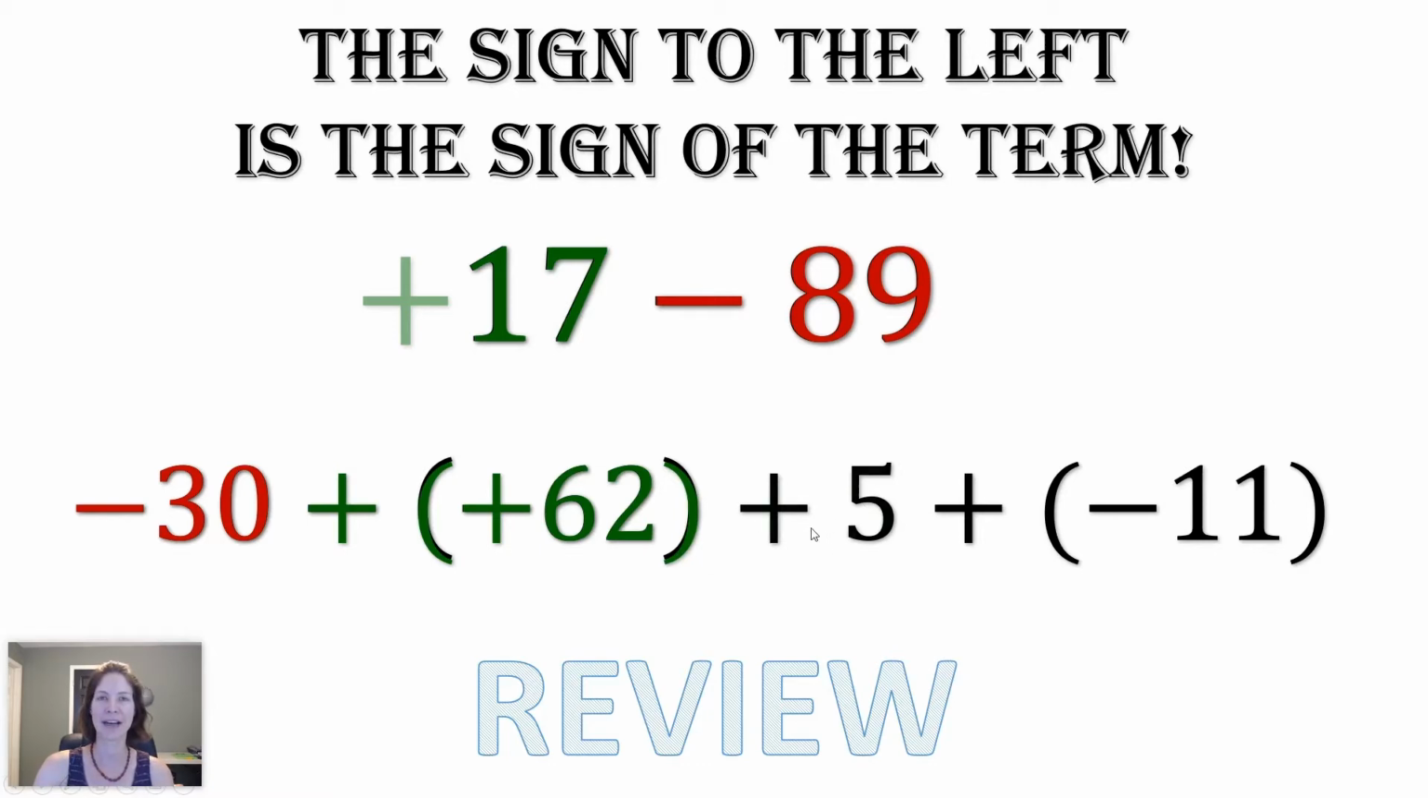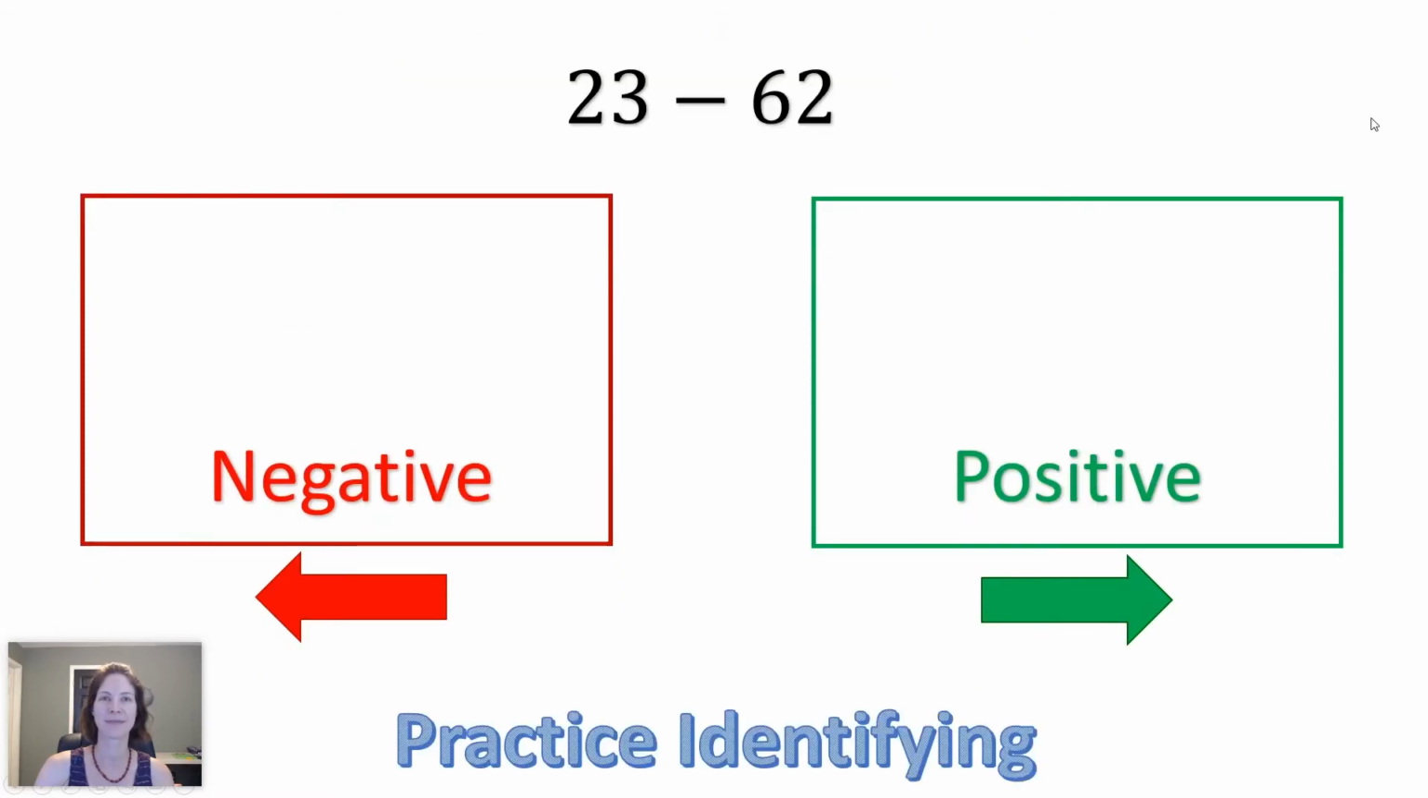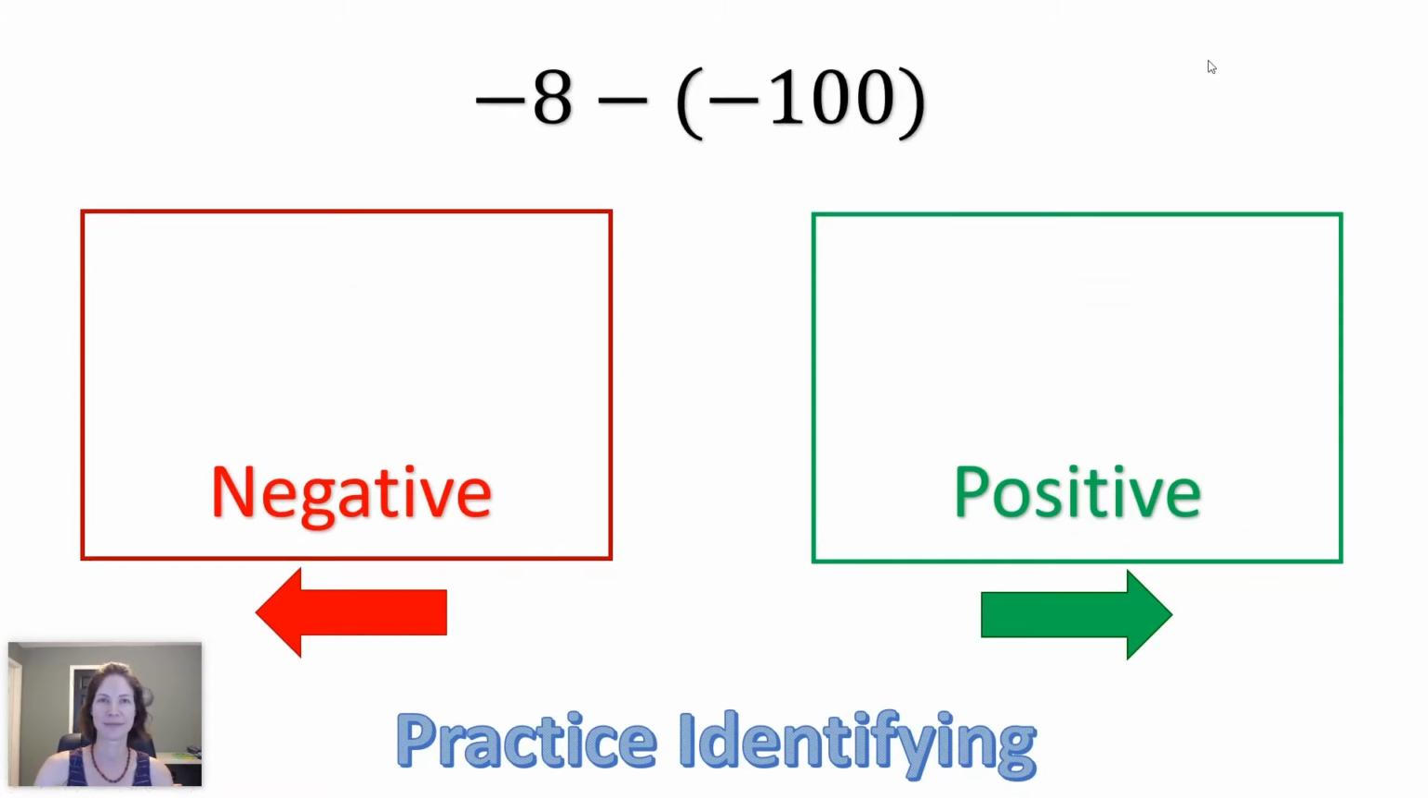We have a plus 5, which is positive, and then we have plus a negative 11. So sign to the left here tells us negative 11. Let's practice sorting some of these. So we have a negative 9, and then we have negative 5. Here we have a positive 23 and a negative 62. Then we have a negative 8, and the opposite of negative 100, opposite of a negative, is a positive 100.